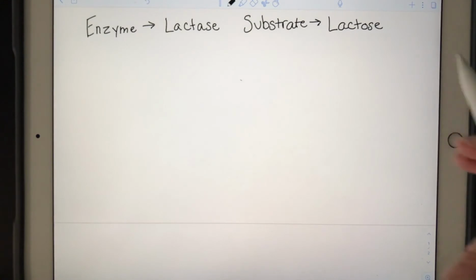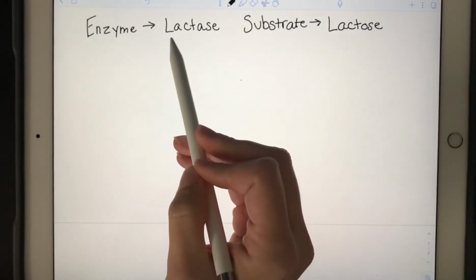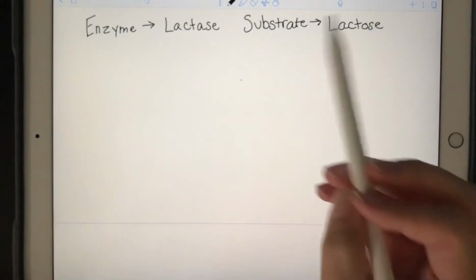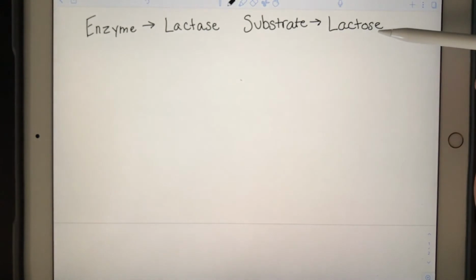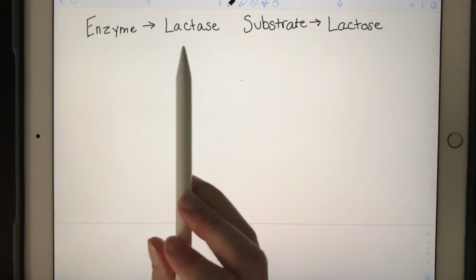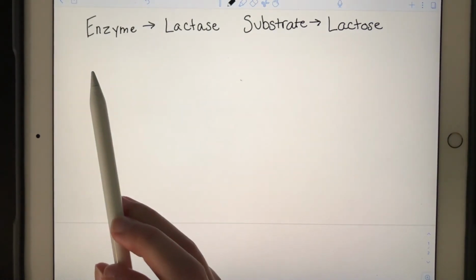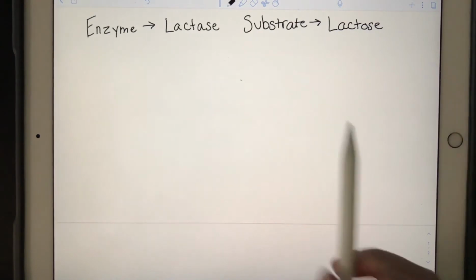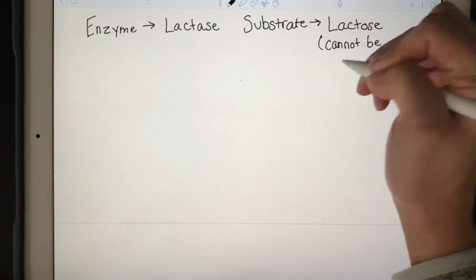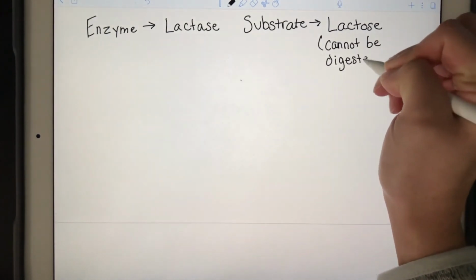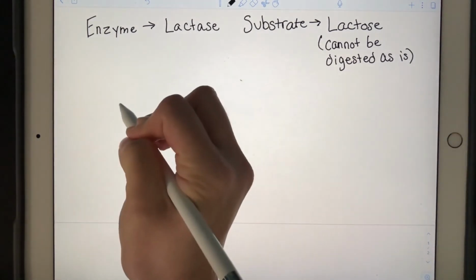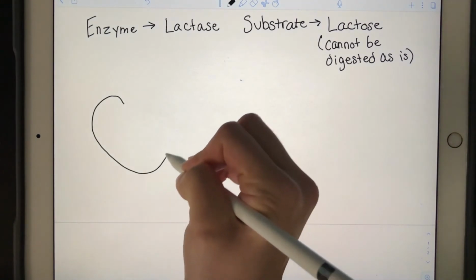So if someone is lactose intolerant, that means they don't have enough of the lactase enzyme. That also means you're in the club with me. But lactose, remember OSE means it's a sugar, and to break down lactose, living things need the enzyme lactase. So we have our enzyme lactase, we have our substrate lactose. And this substrate lactose cannot be digested as is. Okay?